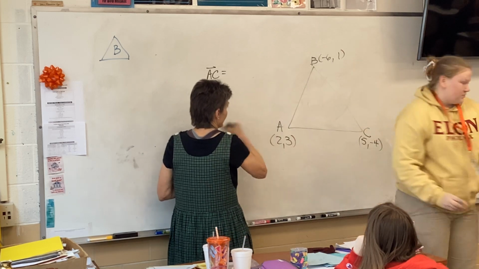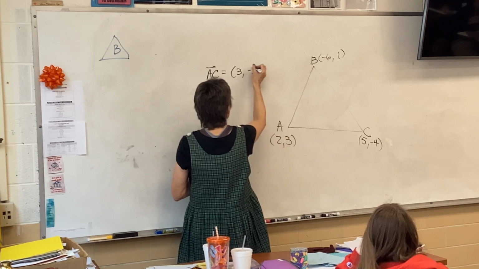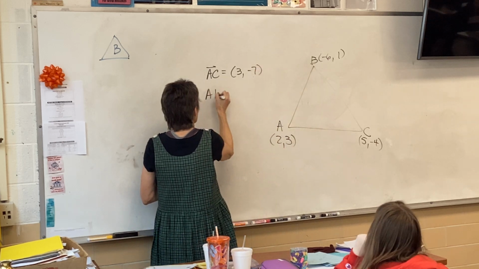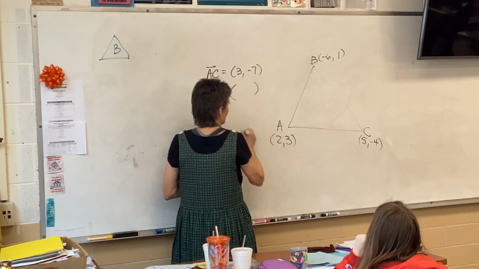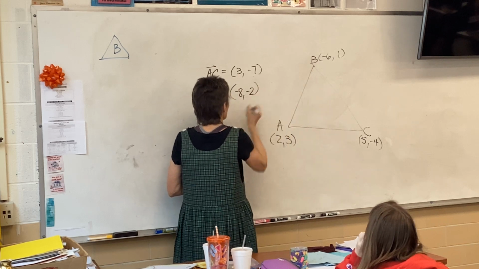A to C is 3, negative 7. And then if I do A to B, you get 4 positive. No, it's negative 8, negative 2.